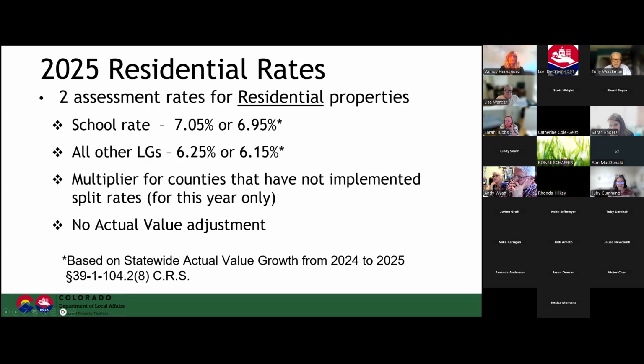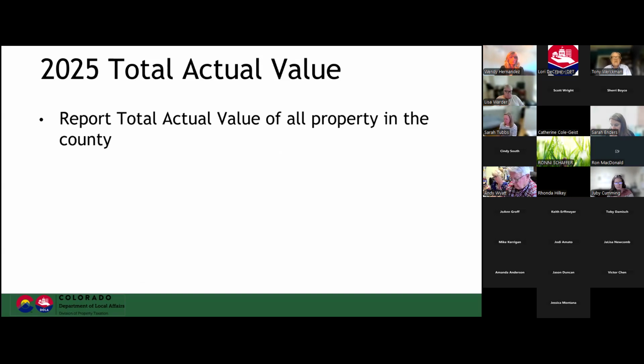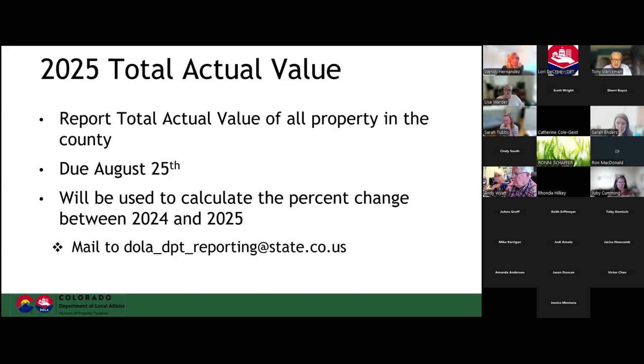Okay, Wendy, you can change. So this is what we were just talking about. You have already provided your 2024 total actual values to us, and so we're going to need the 2025 actual values, and you're going to send us an email by August 25th. Go ahead, Wendy, you can click through all this. We're going to then do the calculations. You're going to send that email to the reporting email box.